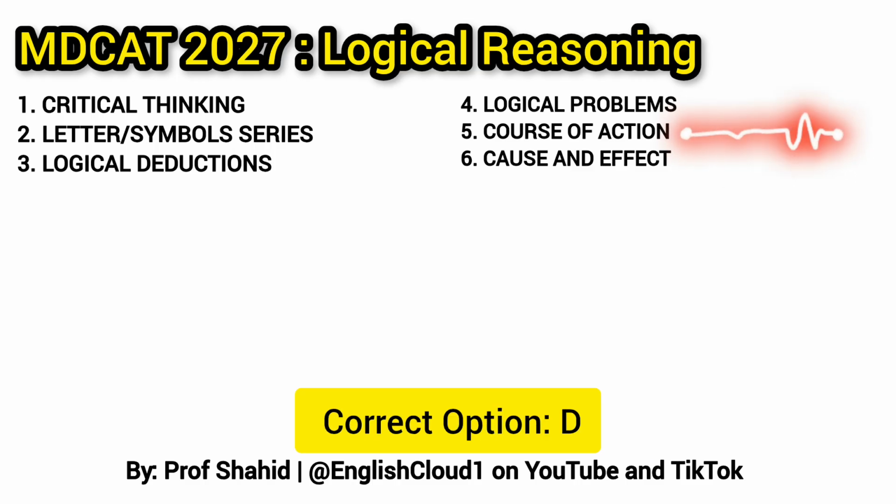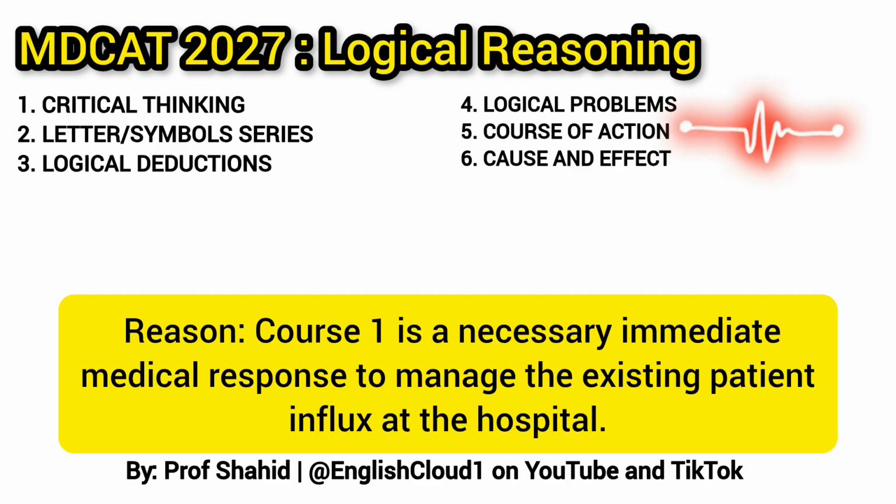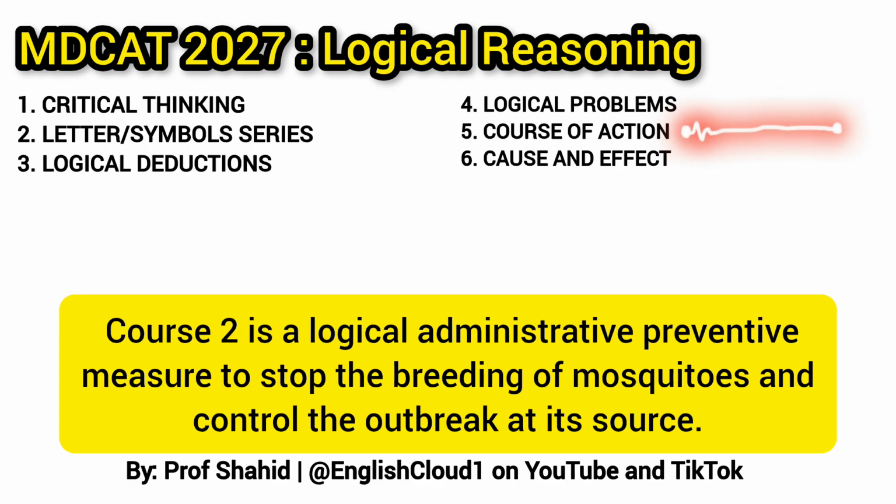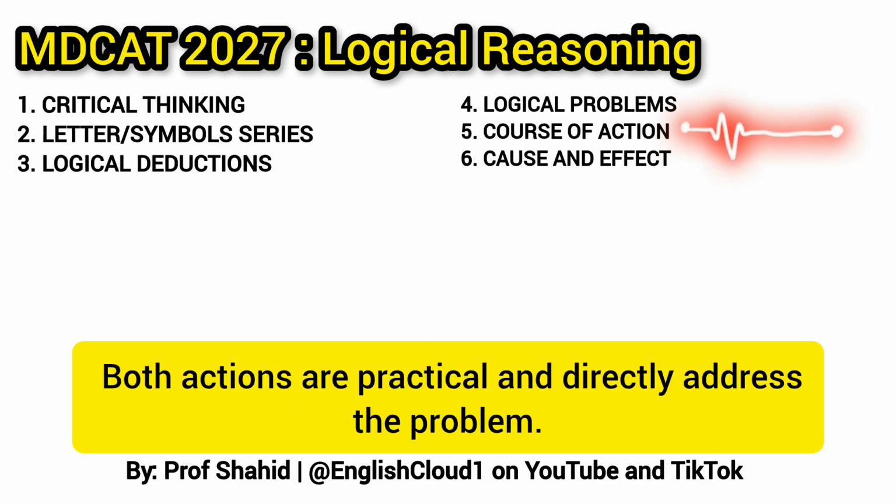Correct option D. Reason. Course 1 is a necessary immediate medical response to manage the existing patient influx at the hospital. Course 2 is a logical administrative preventive measure to stop the breeding of mosquitoes and control the outbreak at its source. Both actions are practical and directly address the problem.